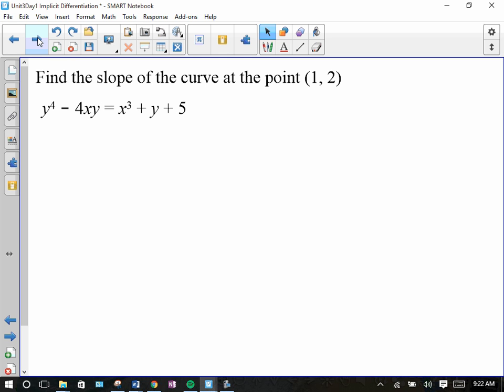So what we want to do is find the slope of the curve at the point (1, 2). Notice the x and y value of the point that we're looking at. We have y to the 4th minus 4xy equals x cubed plus y plus 5.